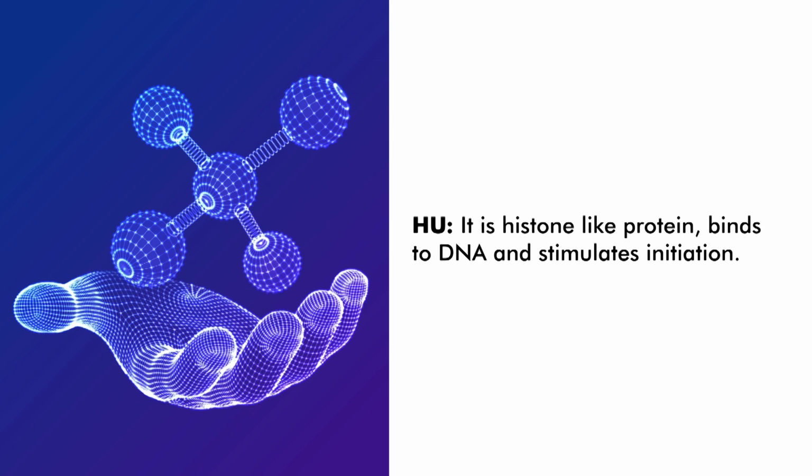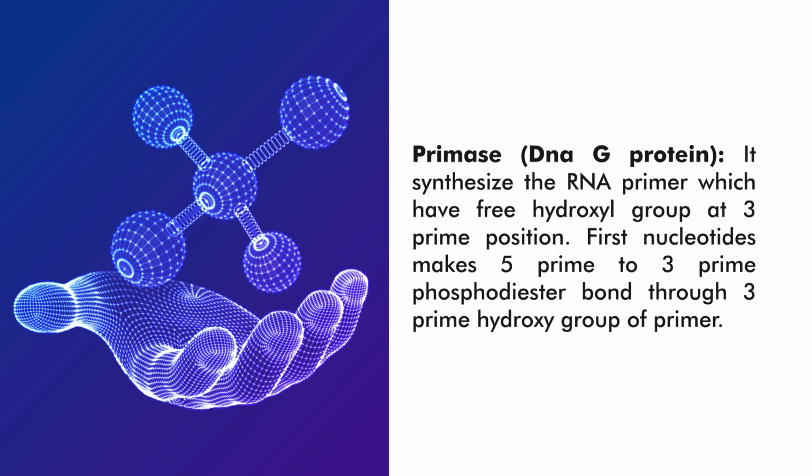DNA C protein is required for binding of DNA B protein at the origin of replication. HU, it is a histone-like protein, binds to DNA and stimulates initiation. Next is primase protein, also known as DNA G protein. It synthesizes the RNA primer which has a free 3' hydroxyl group. The first nucleotide makes a 5' to 3' phosphodiester bond through the 3' hydroxyl group of the primer.